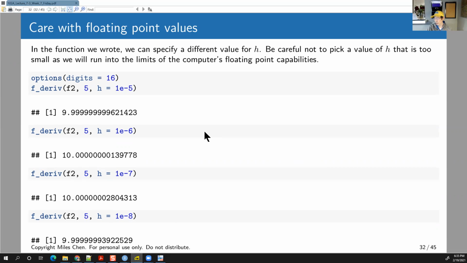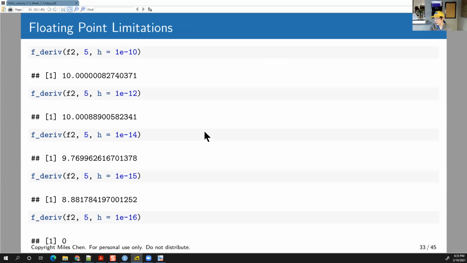So you've got to keep in mind what your floating point limits are, just because you don't have infinite precision here. We're not dealing with real numbers.